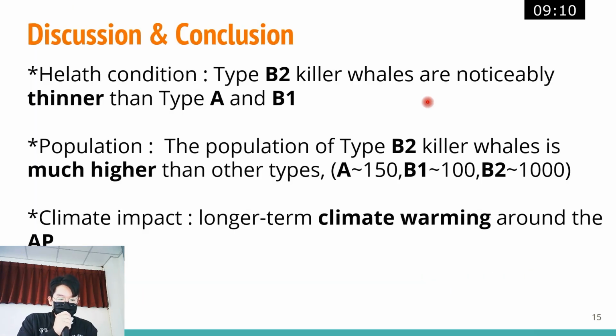So type B1 killer whales are noticeably thinner than type A and B1. Even after controlling for body length differences, all of this may reflect natural differences between ecotypes. The regression analysis of head width against total length shows that this trend of being thinner is more pronounced in large-bodied B2 killer whales. However, although type B2 has poorer body condition, its population remains stable.